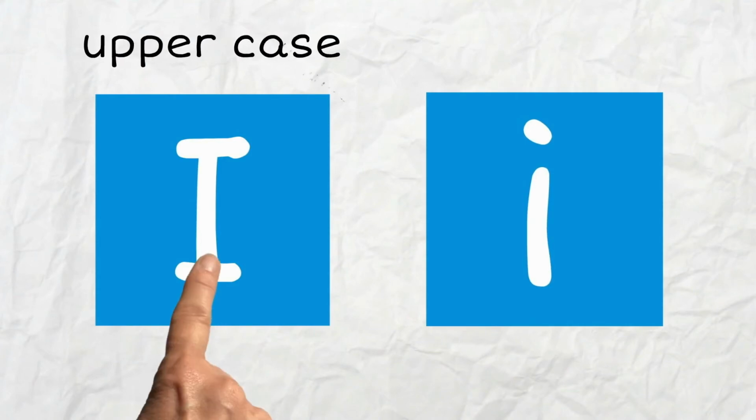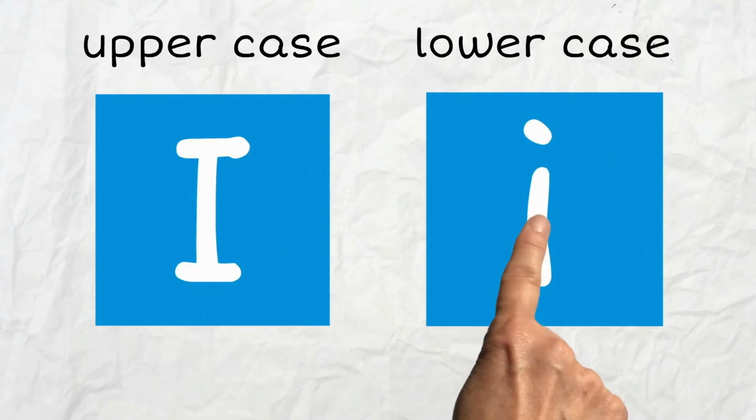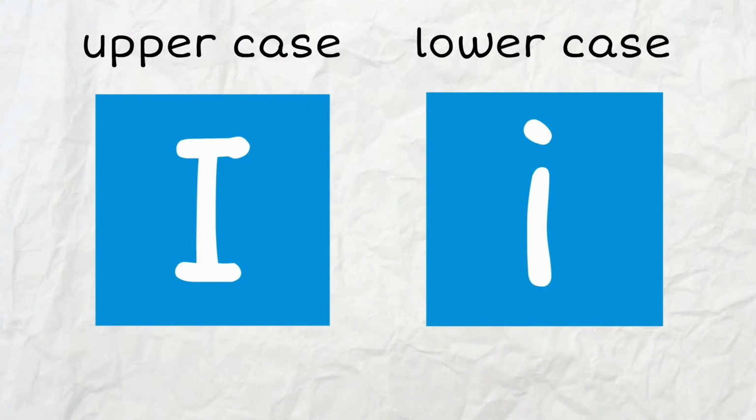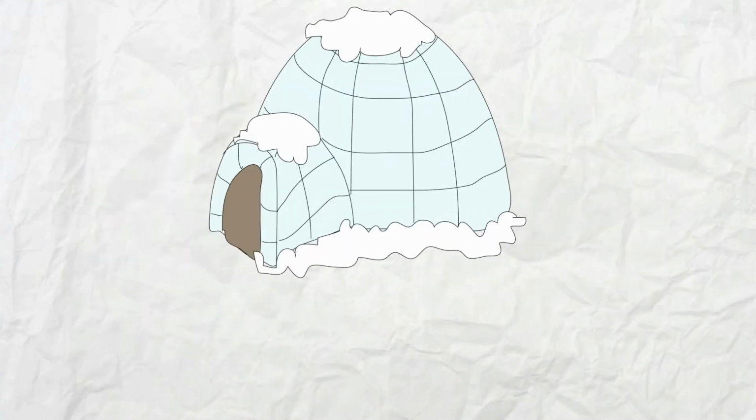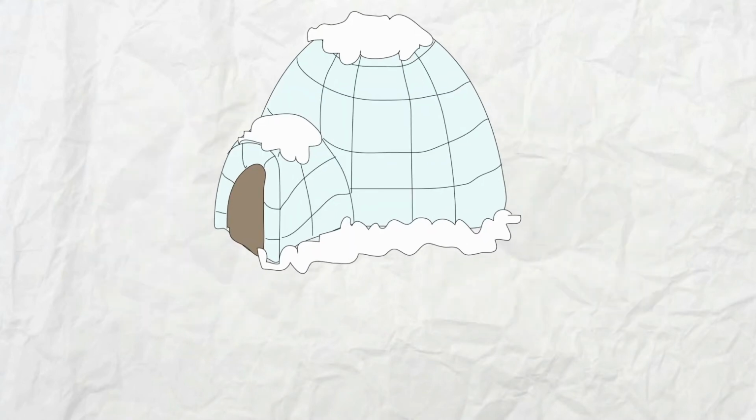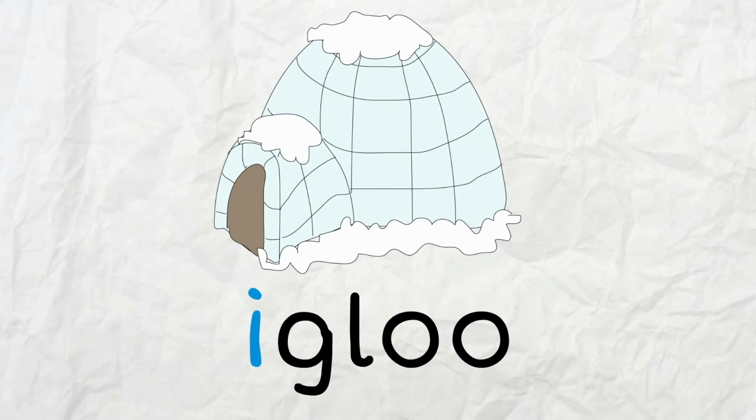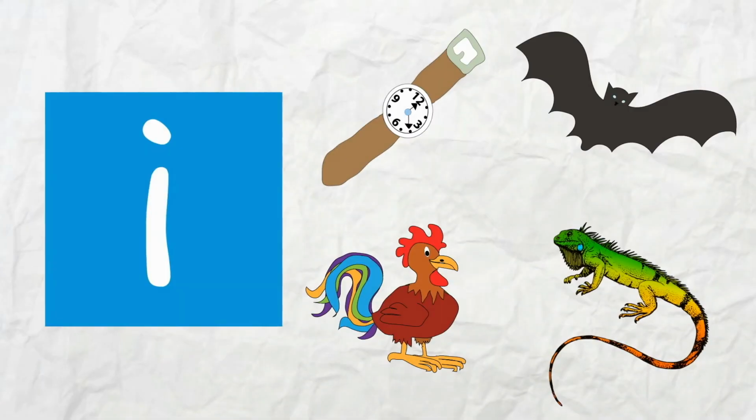This is the letter I. Uppercase I and lowercase i. I sounds like I. Igloo begins with I. Igloo. Can you see something that begins with I?